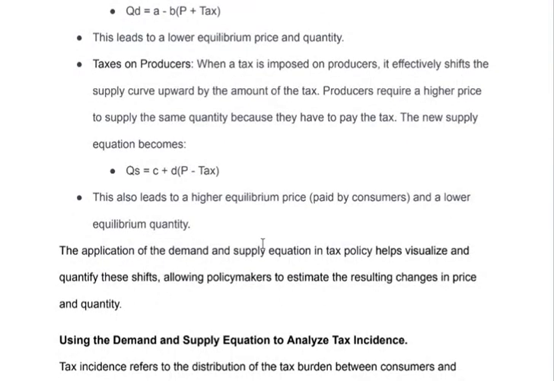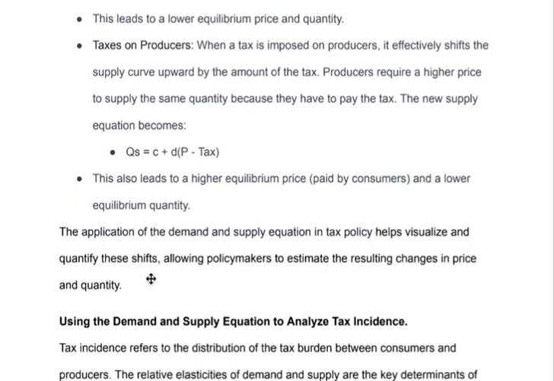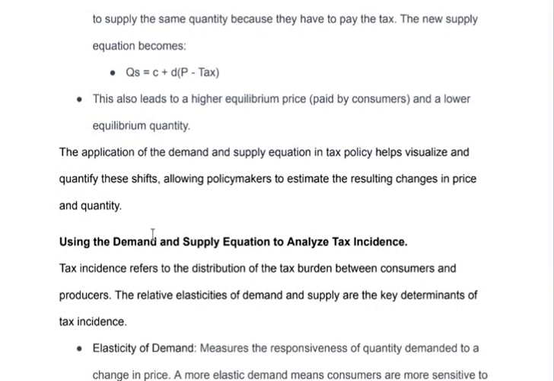The application of the demand and supply equation in tax policy helps visualize and quantify these shifts, allowing policymakers to estimate the resulting changes in price and quantity.